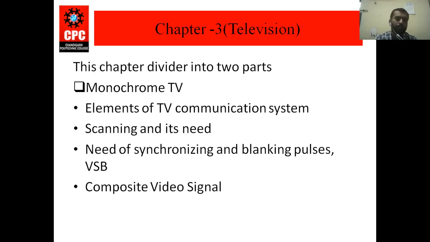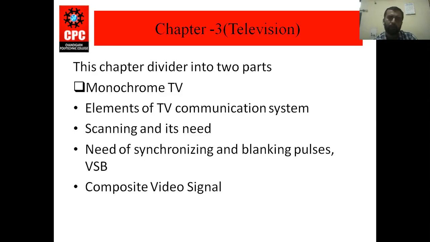In this chapter, we study the elements of TV timing system, scanning and its needs, need of synchronization, and blanking pulses. Synchronization means that our audio signal and video signal are both synced, both running at the same time. In previous years, there were some videos in which audio and video were not synced. The video came first and the audio came late.